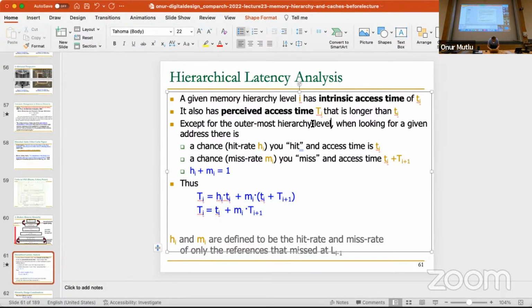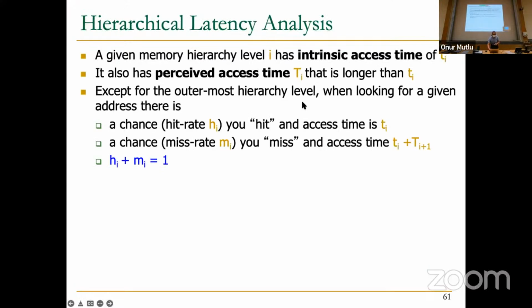Okay, so except for the outermost hierarchy level, when looking for a given address at one level, there's a chance that you're gonna hit and the access time is going to be only small Ti, the intrinsic access time. You're gonna get the data from that level. And this is the hit rate, Hi. And there's a chance that you're gonna miss in that level, meaning you're not going to find the data in that level, so you have to look at the next level. And the access time is going to be small Ti plus large Ti plus 1, because you're going to access the next level, right? You need to search the next level to find the data.